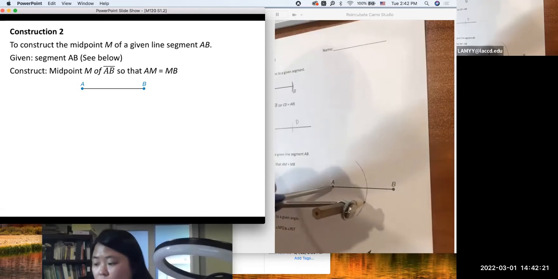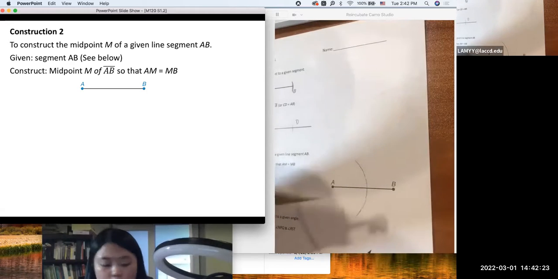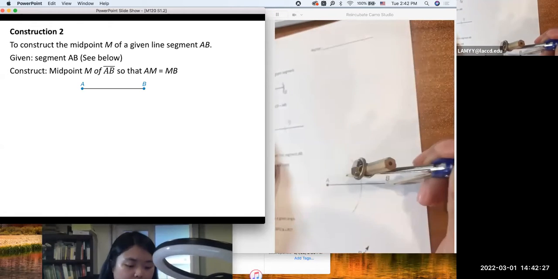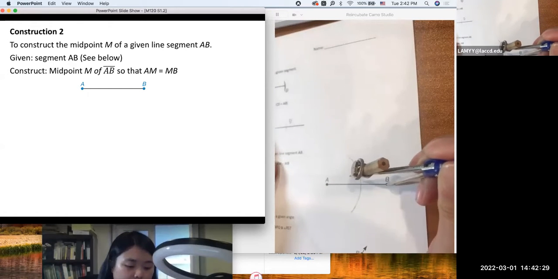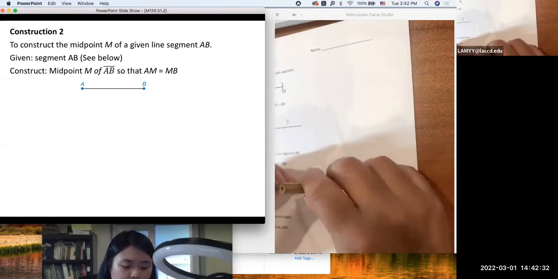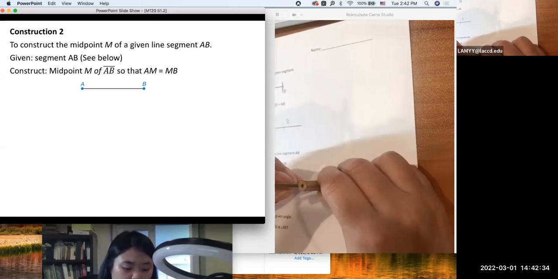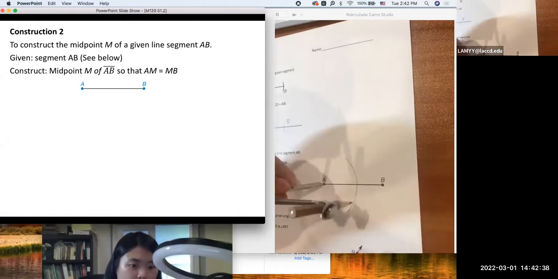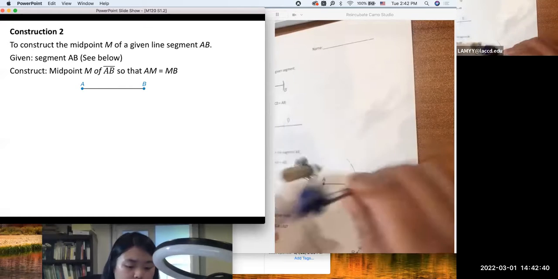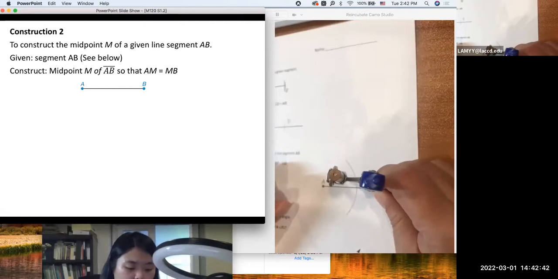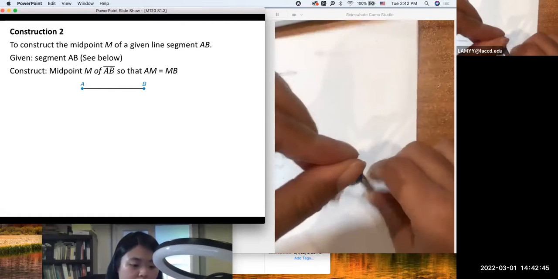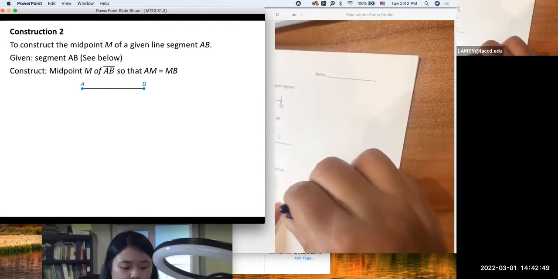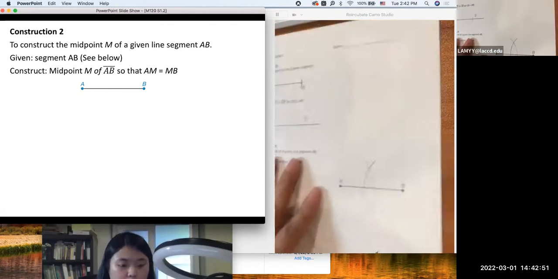After that, we're gonna use the same radius. Okay, don't move it. And then this time I'm gonna point it to the B. I moved it already. Okay, let me do it one more time. You can't move the compass, get the same radius, like this, don't move. And then go to the point B and do the big arc again. The big arc has to intersect with the arc from A. So you're gonna see it like this.